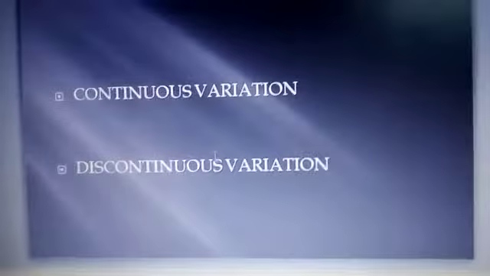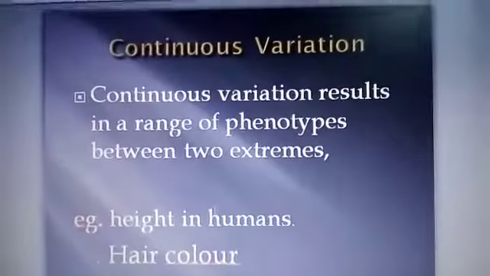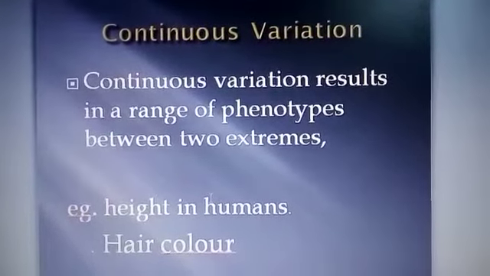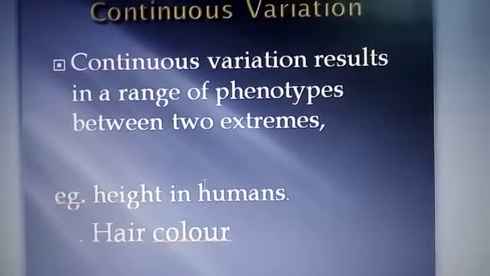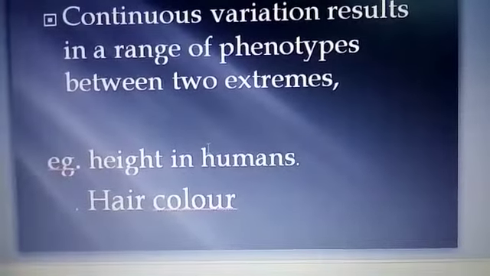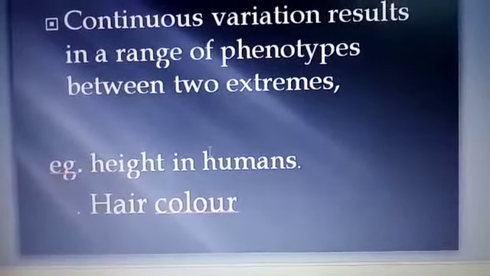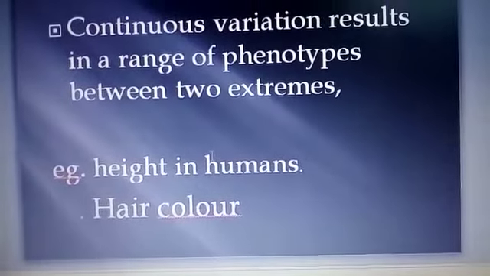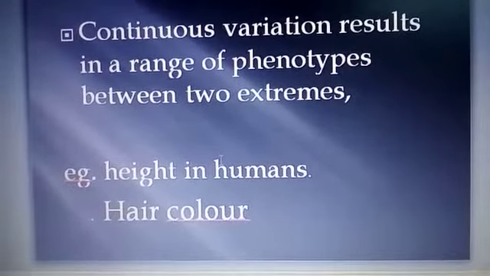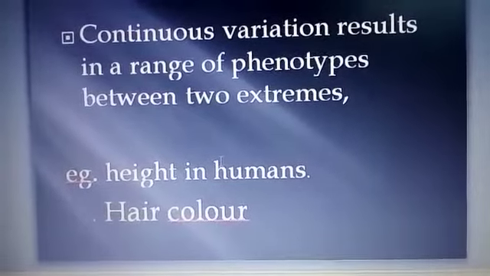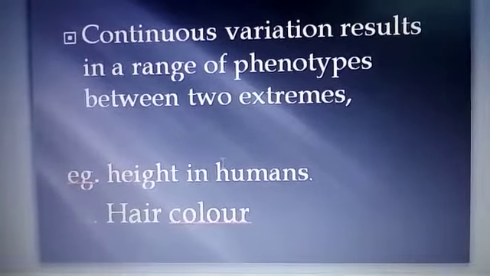What are the types of variation? Continuous variation and discontinuous variation. In continuous variation, the variation results in a range of phenotypes between two extremes. Between two extremes, remember the term. For example, height in humans and hair color. There are lots of examples, for example body mass, body skin tone, etc. Just imagine how it differs among the students in a class itself.